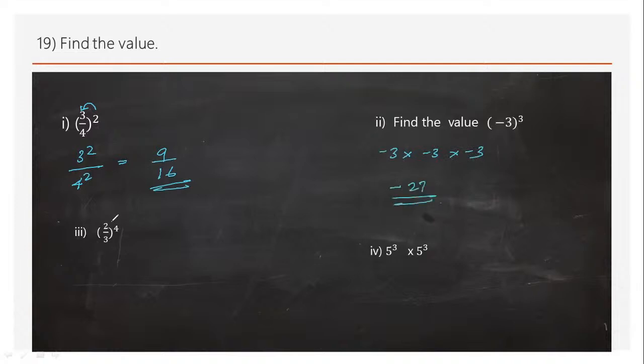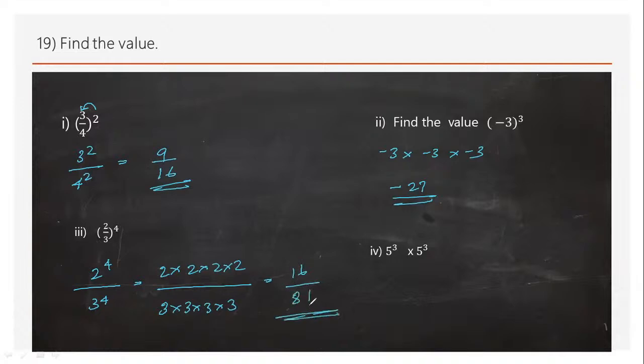Next question, 2 to the power 4, 3 to the power 4. 2 to the power 4 means 2 into 2 into 2 into 2. And 3 to the power 4, 3 into 3 into 3 into 3. 2 times 2, 4 times 2, 8 times 2, 16. 3 times 3, 9 times 3, 27 times 3, 81. 16 over 81. Next one, 5 to the power 3, that is 125, right?